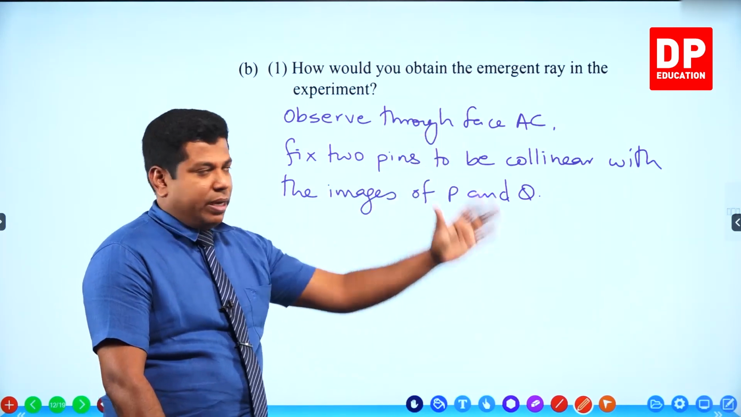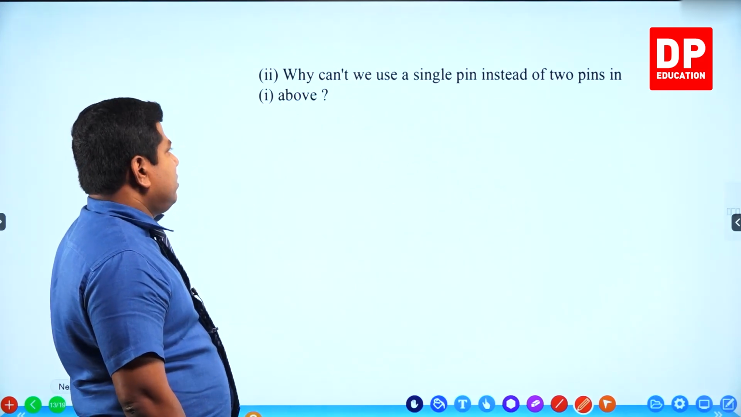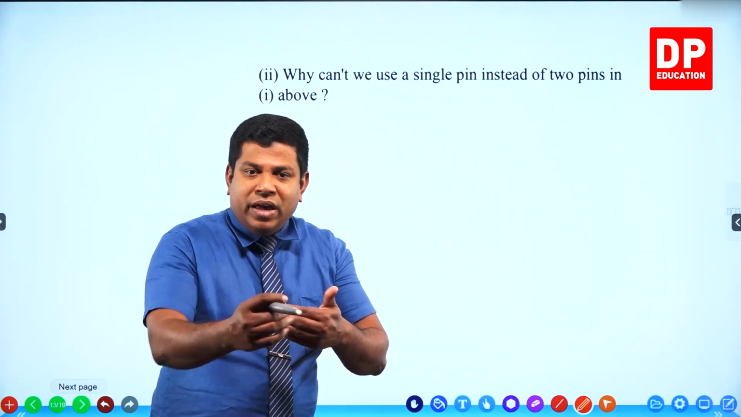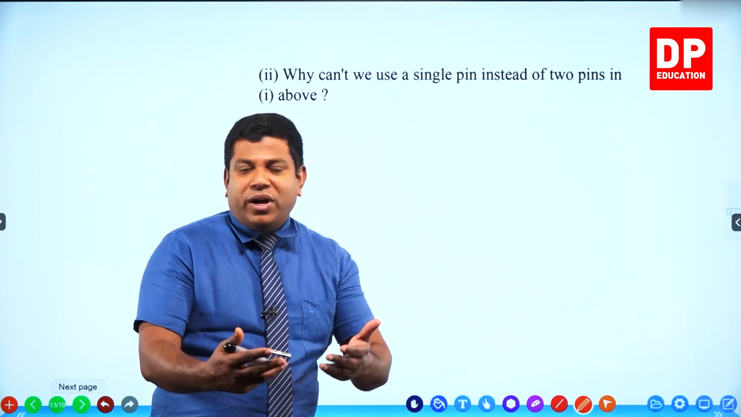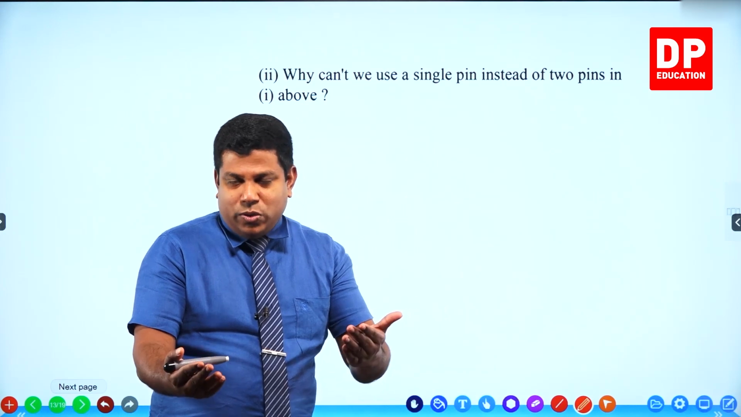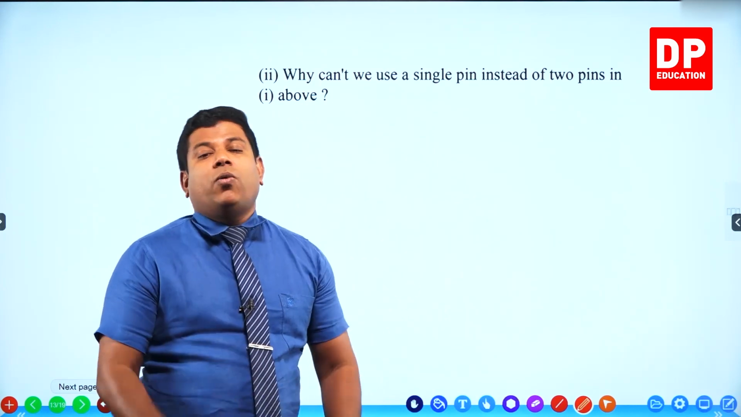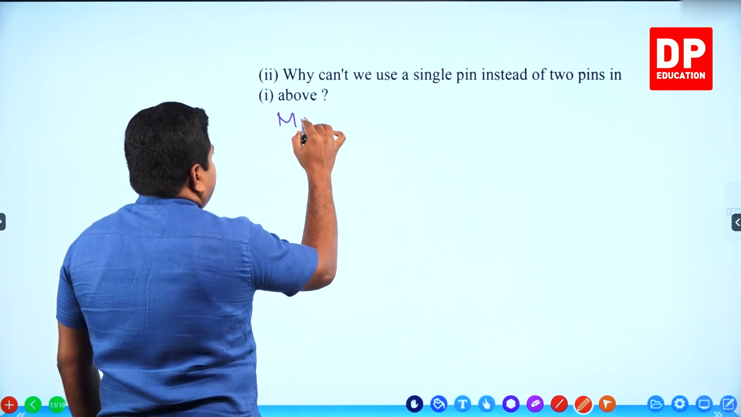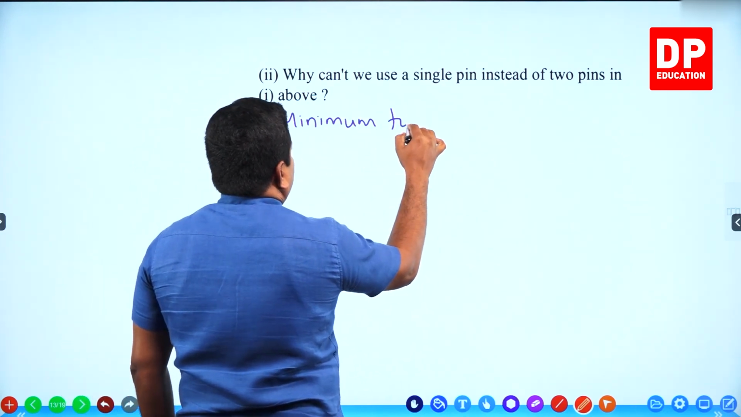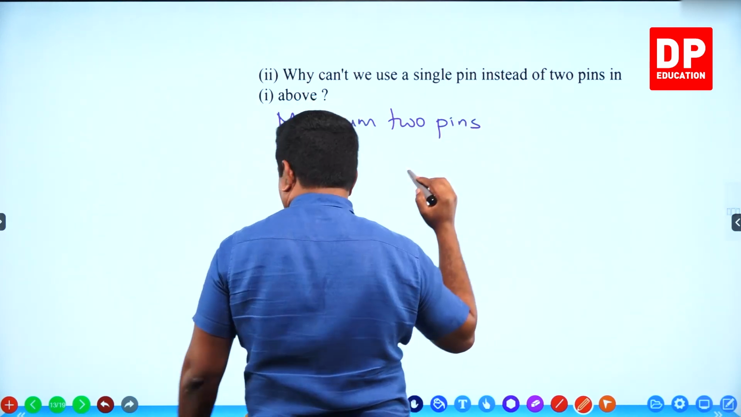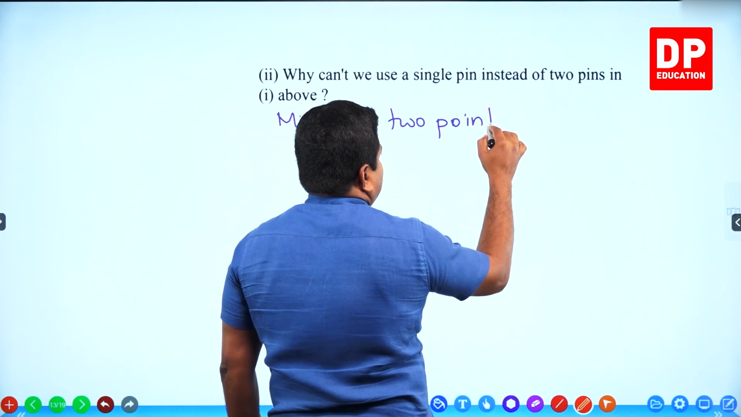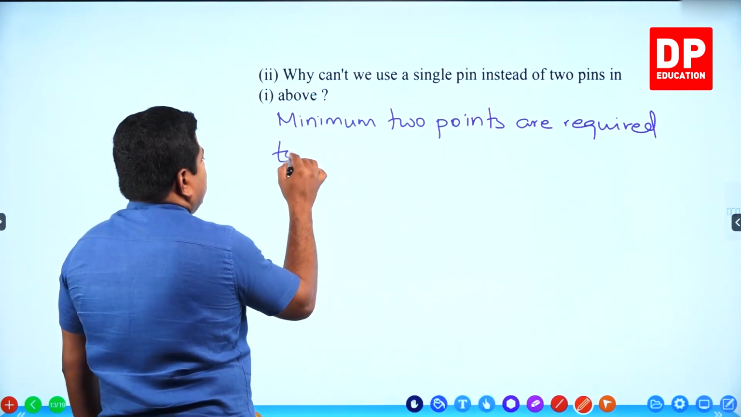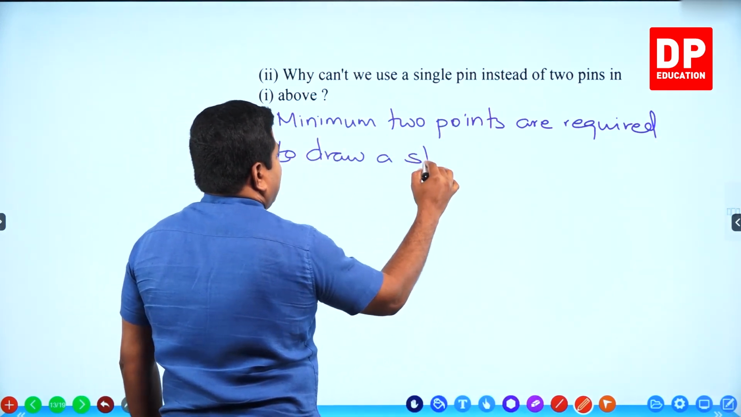So, this is what we do in the experiment. Why can't we use a single pin instead of two pins in one above? Come on, you have to draw a straight line. To draw a straight line, you need at least 2 points. If you fix only 1 point, through 1 point you can draw any number of straight lines. Right? So, at least 2 points will be required to draw a straight line. That's why we need 2 pins. Minimum 2 pins or 2 points are required to draw a straight line.